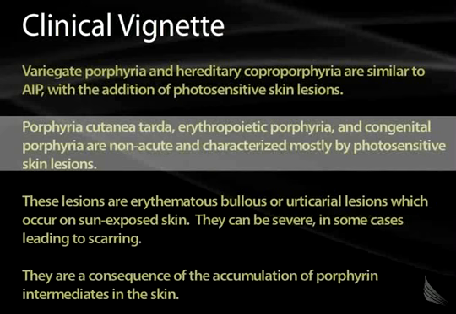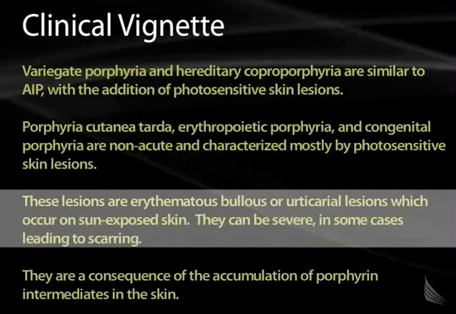Porphyria cutanea tarda, erythropoietic porphyria, and congenital porphyria are non-acute, and individuals with these diseases have mostly just the photosensitive skin lesions. They have rashes that appear when they're exposed to the sun. These lesions are erythematous, they're bullous, which means blister-forming, or urticarial, meaning itchy lesions, which occur on the sun-exposed skin. If they're severe, they can lead to scarring and cosmetic defects.